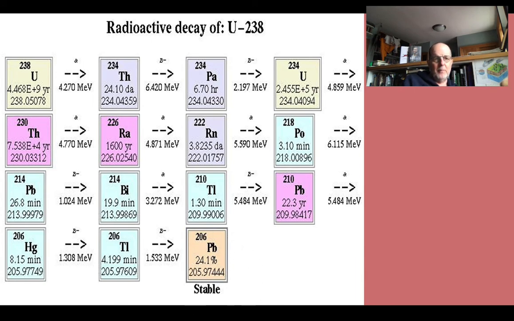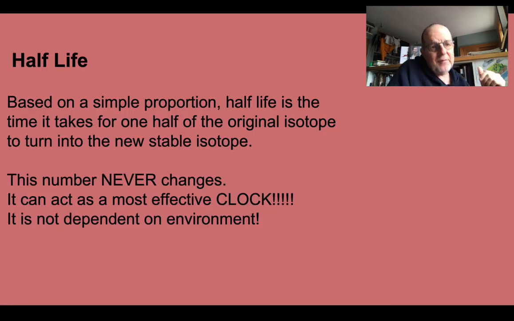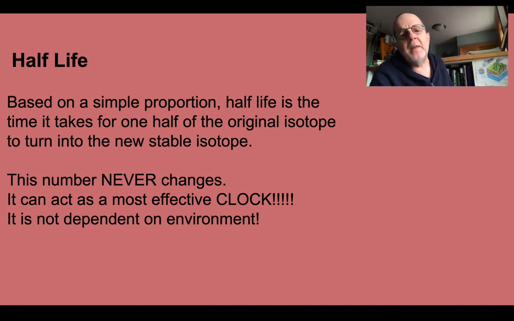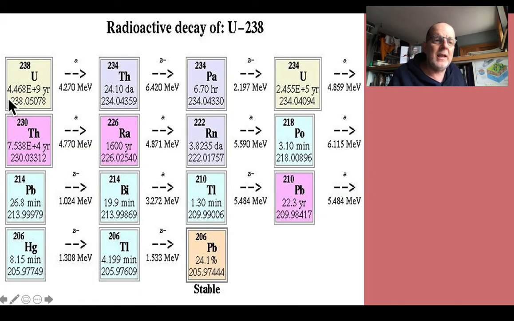206, the stable form. And again, here is what alpha radiation is, 2 protons and 2 neutrons. Here's beta, it's a negative electron. The positron, a positive. And the gamma radiation, which are photons of electromagnetic energy. All of these forms of radioactive decay are potentially dangerous. So half-life is based on a simple proportion. Half-life is the time it takes for 1/2 of that original isotope to turn into a new stable isotope. And here, that amount of time for uranium is 4.468 times 10 to the 9th years. 4.5 billion years, just about the age of the Earth.